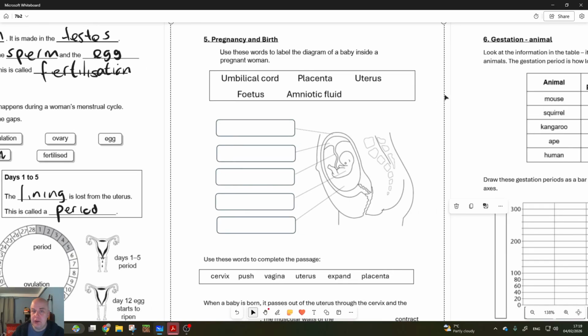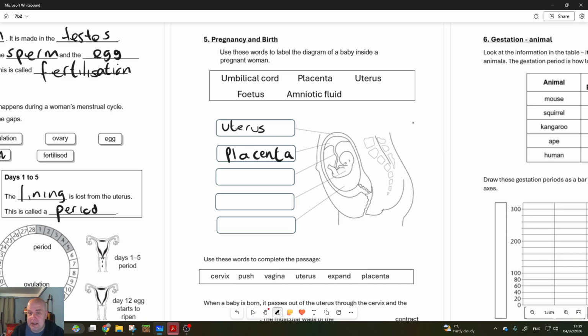Right, pregnancy and birth. Now here we have the parts of the female reproductive system when the baby is developing. At the top here we have, hang on, I've lost my pen, hold on a second guys. At the top here we have the uterus. Below that is the placenta. Below the placenta there is the umbilical cord. It's a very small box. Below that is the fetus. And finally we have the amniotic fluid.